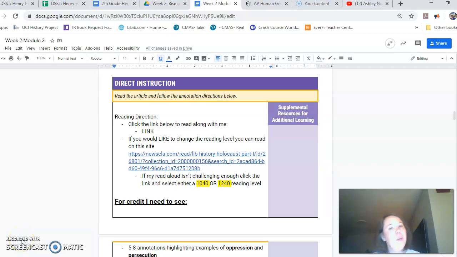All right, guys, we're going to read the article and follow the annotation directions below. The reading directions are to click on the link below to read along with me. Or if you'd like to change the reading level, you can go to Newsela, find this, and change the reading level. But you can follow along with me.